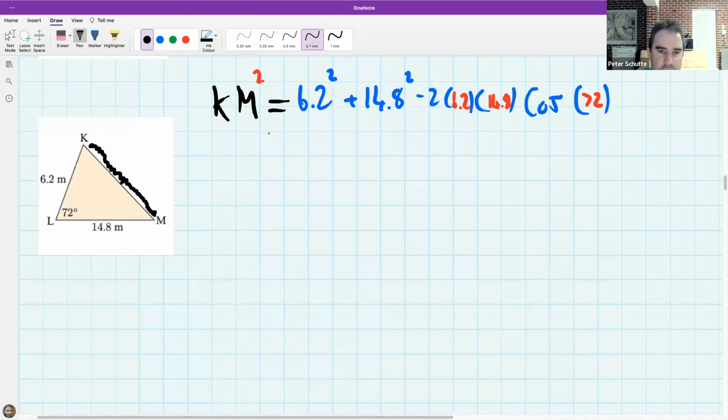So that's km squared. Now what is km going to be? Yes, so you should be getting a 14. And you should be getting a 14.17 meters in this case. Now, now that you've just used the cos rule and you know how to do it, I want to just quickly check.